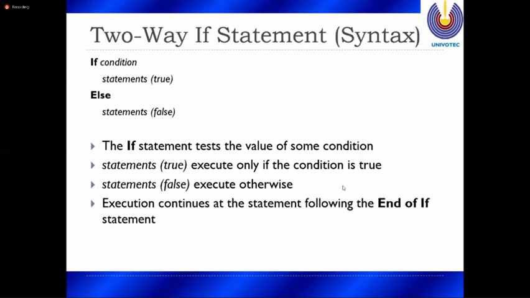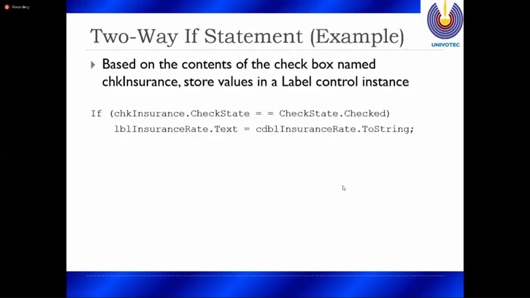Now you can see a two-way statement based on the content of a checkbox. If the insurance checkbox is checked, show the value in the label control, and check the insurance text box for the insurance rate. If you have medical insurance, you can apply for that insurance policy. Otherwise, else, the insurance rate text is empty, so there is no insurance rate. That is if and else.